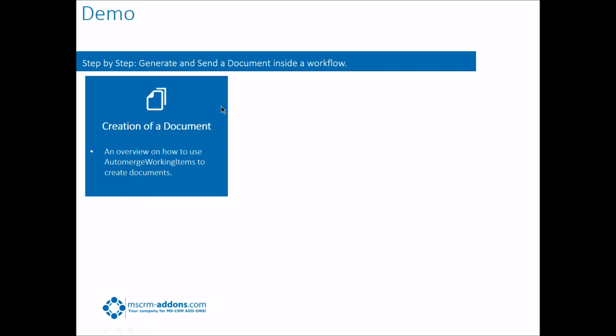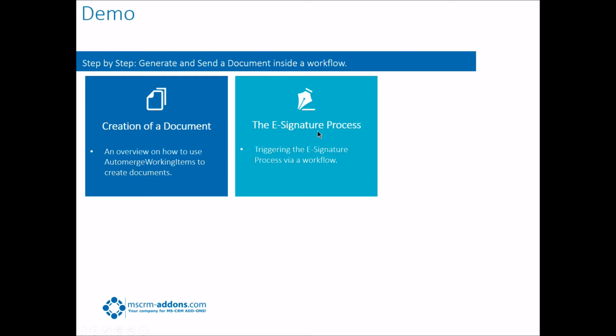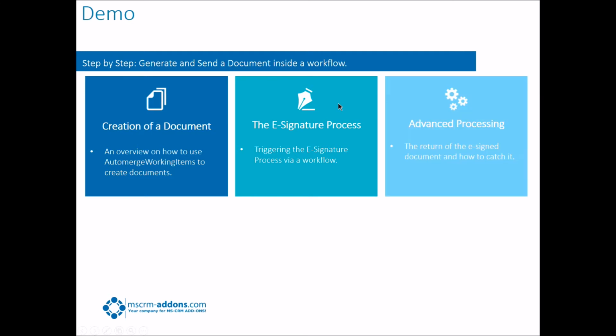The second thing that we're going to do is show you the e-signature process, and show you how to trigger an e-signature process via a workflow. Today we're going to be showing DocuSign to do that, so it's pretty neat. And then because we are using DocuSign, we're going to do some advanced processing here, and show you how to catch that return of the signed document once it gets back into CRM to fire a workflow off of that and do things afterwards. Part of the reason that we're showing this today is we've had a lot of people asking for this, and we thought that this would be a great thing to show everybody.